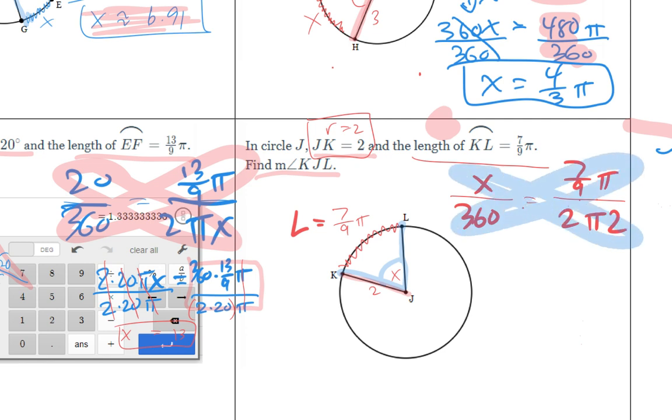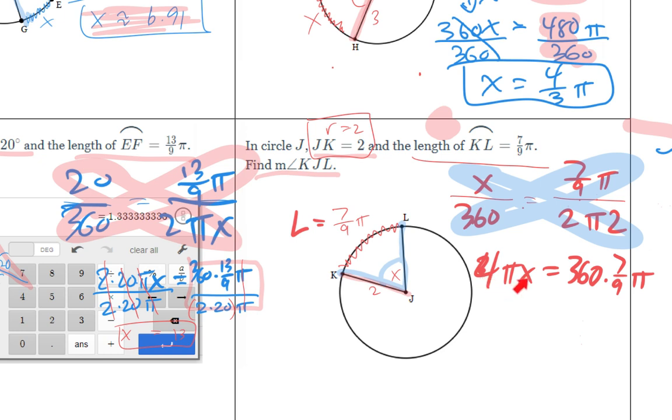All right, so let's do the one with the x first. So 2 times 2 is 4 times pi times x, right? So 4 pi x equals, and let's write this down because these are all just numbers, 360 times 7/9 times pi. We don't have to necessarily put times pi. It already knows.